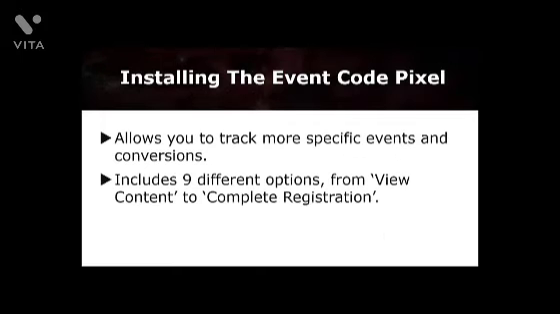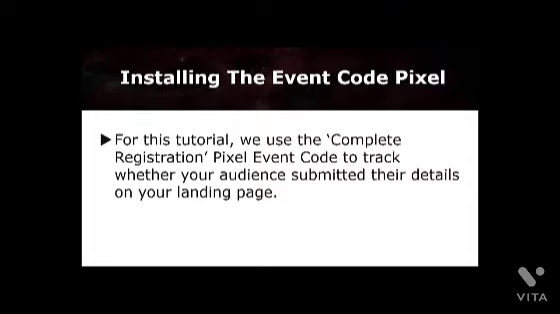The next step is to install your second Pixel, which is the Facebook Pixel Event Code. The event code allows you to track more specific events and conversions, where it includes 9 different options from view content to complete registration. For this tutorial, we'll be focusing on tracking whether your audience submitted their details on your landing page, where we will utilize the complete registration Pixel event code.